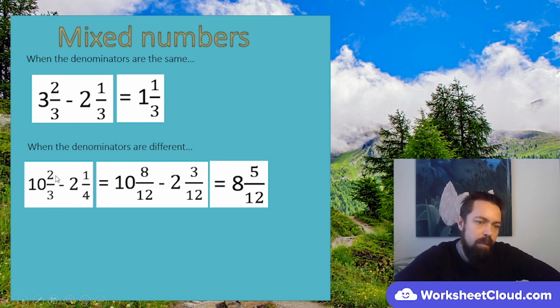So I'm going to make this one into 12. So I times that by 4, times that by 4, which gives me 8 over 12. So this is an equivalent fraction for this. And this one I'm going to times by 3, which gives me 3 over 12. And this is an equivalent of this. Now that I have the same denominators, I can subtract. 10 minus 2 is 8. 8 minus 3 is 5. Denominator stays the same. Right, let's go back and practice that on the whiteboard.